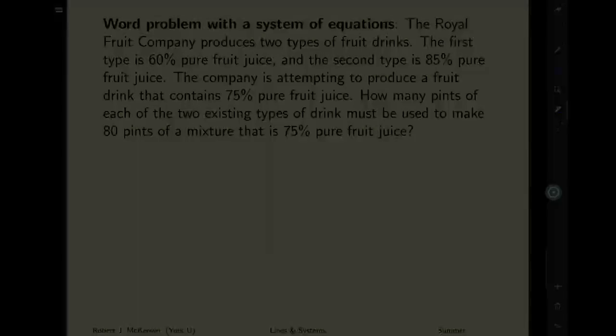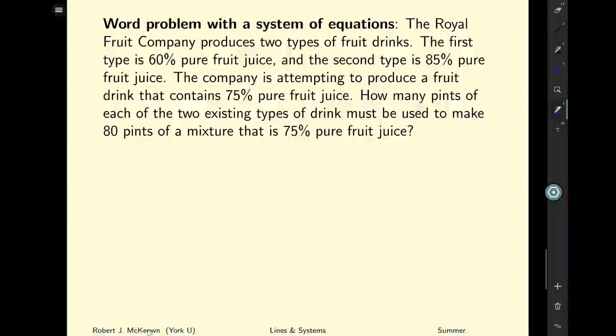So we've got this Royal Fruit Company, and they create 2 different types of fruit drinks. One has 60% pure fruit juice, the other 85% pure fruit juice, and they'd like to make a third drink that contains 75% fruit juice. So how many pints? A pint is close to half a liter, and it's a very British measure of unit. And you can see the British influence in Toronto. When you go out to a bar and you order a beer, you often order a pint of beer. So we want to find how many pints of each pure fruit juice to combine in order to get 80 pints of a combined mixture.